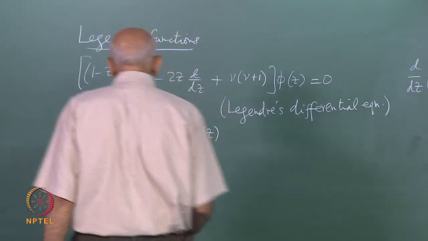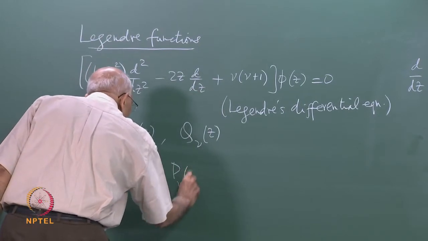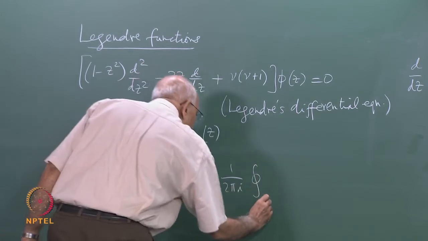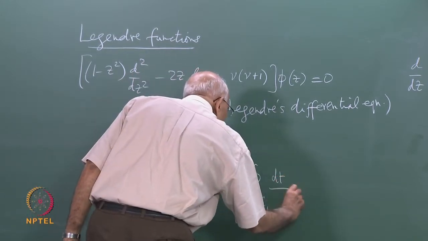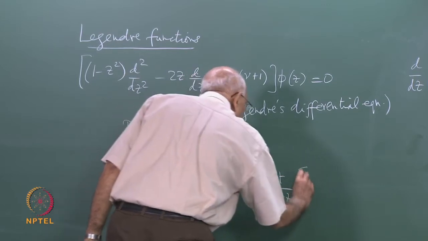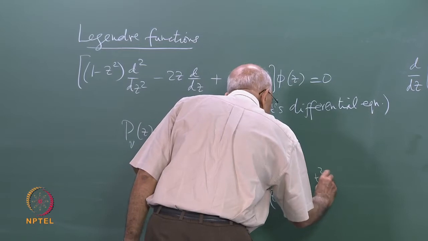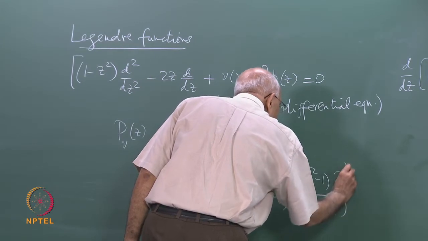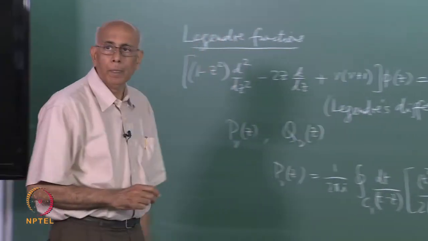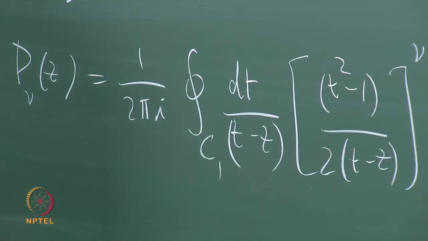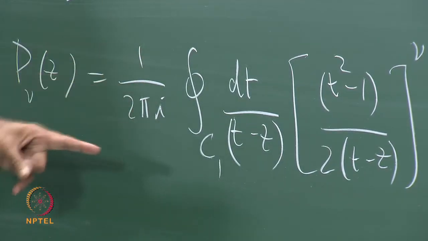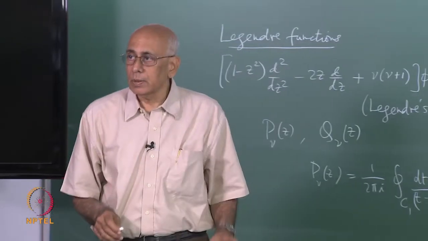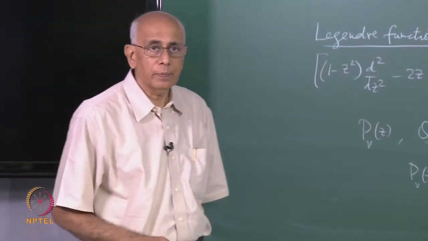and it turns out that this function P_nu of z equal to 1 over 2 pi i, over the closed contour C1, dt over t minus z times precisely that integrand there, (t squared minus 1) over 2(t minus z), to the power mu. With this extra factor here, this turns out to obey exactly Legendre's equation and reduce to the Legendre polynomials for integer values of nu, as we will see.